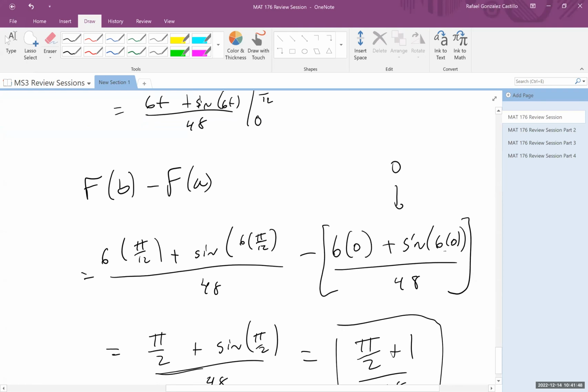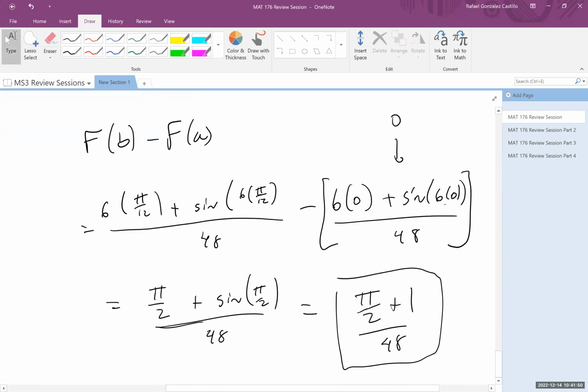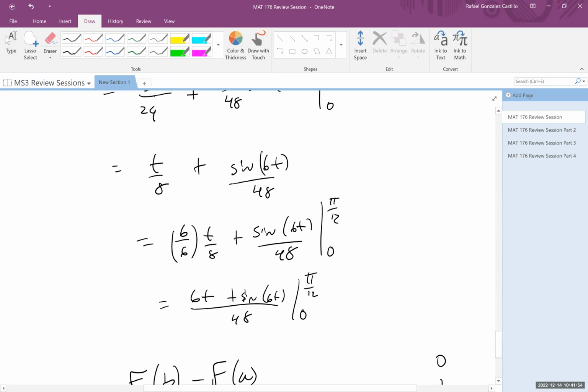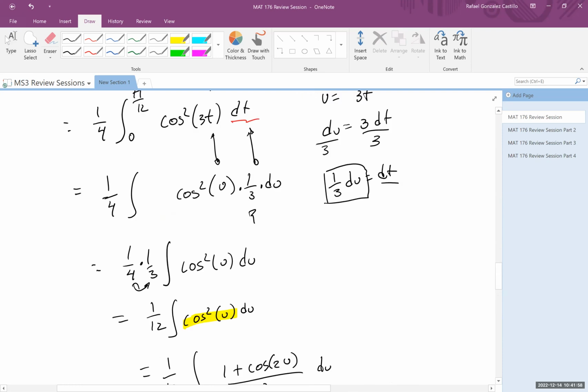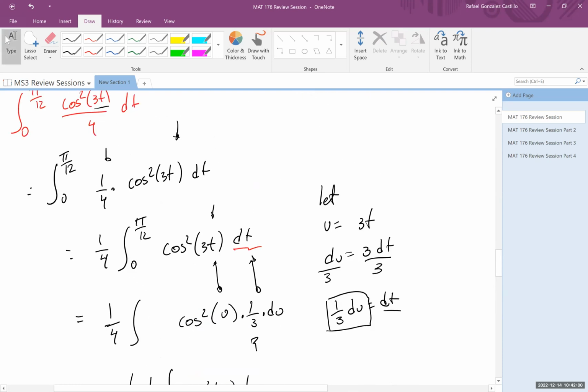So Richard has a question. He says, can't we just use the power reducing formula instead of using u sub after we move the 1/4 outside of the integral? You mean all the way up here, in this step?